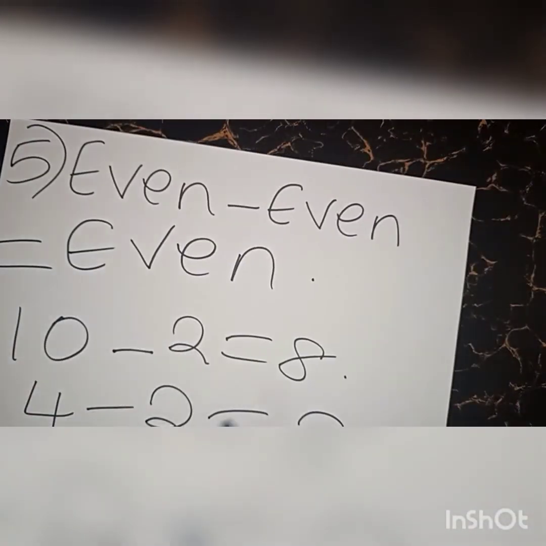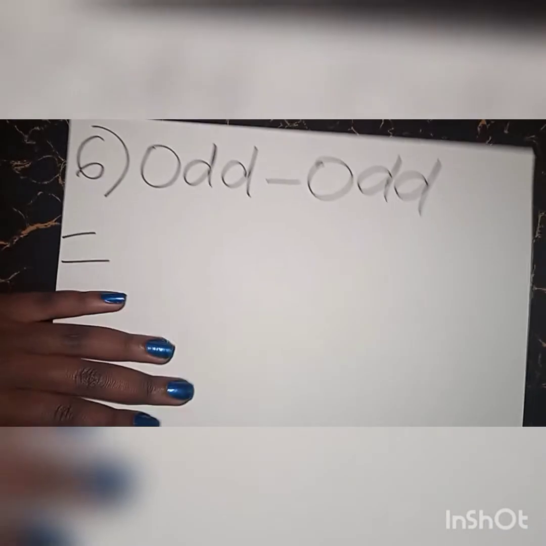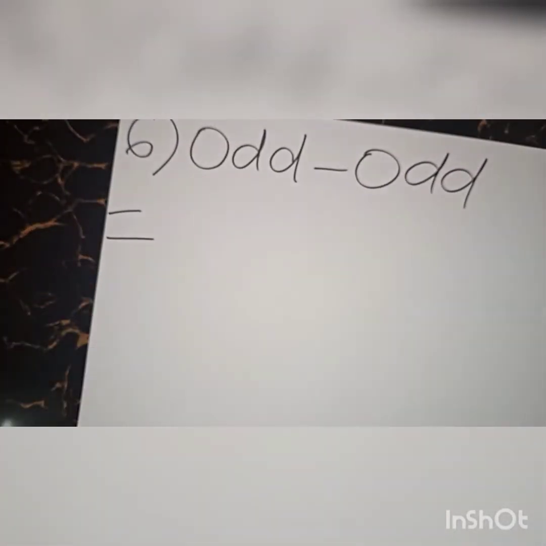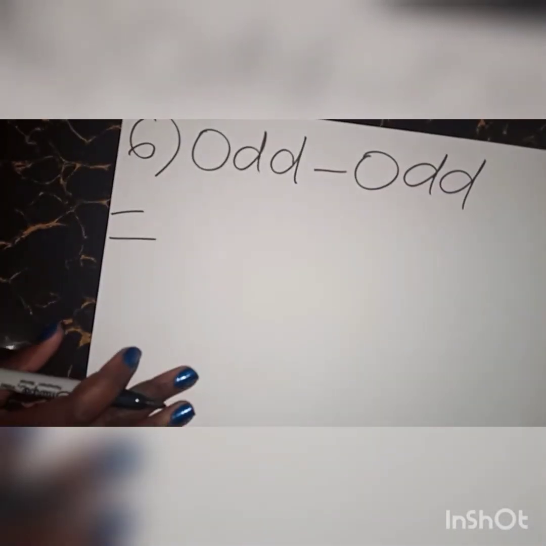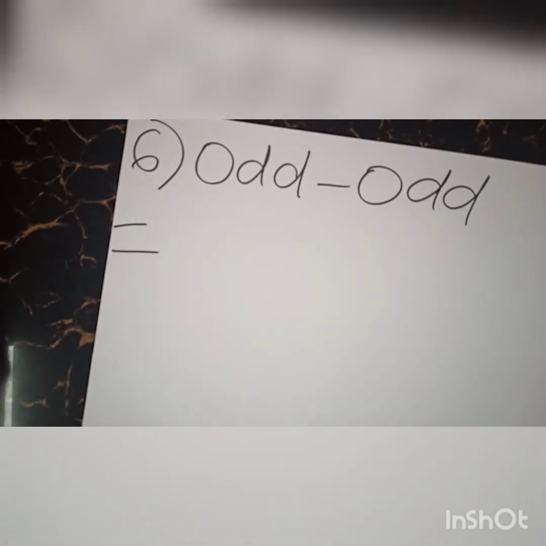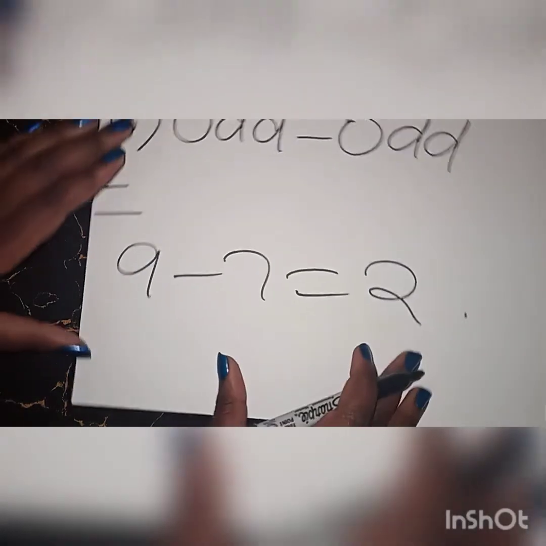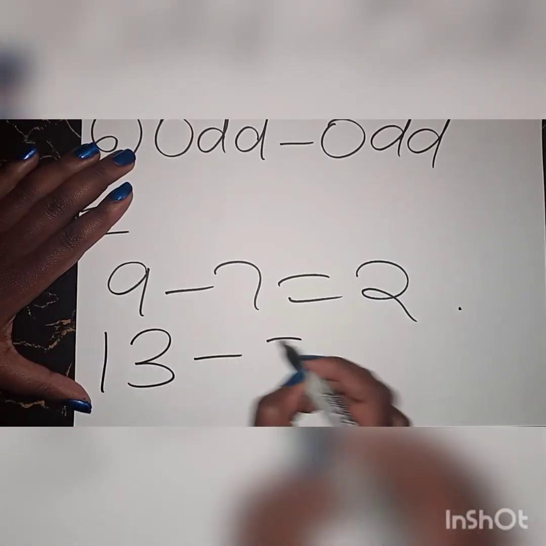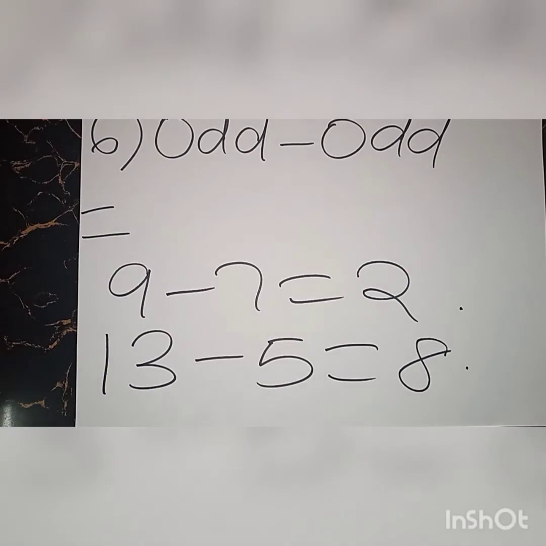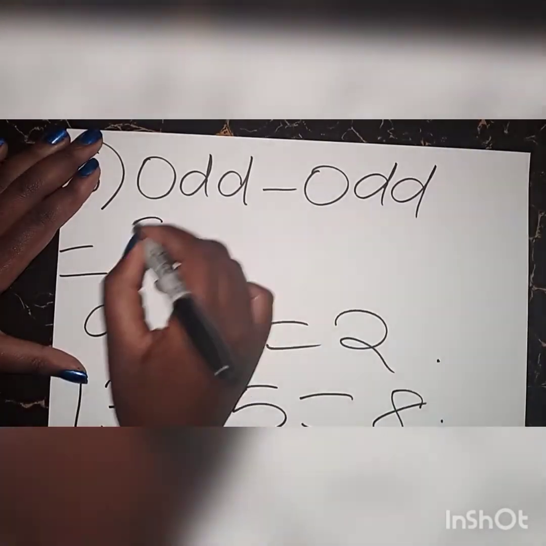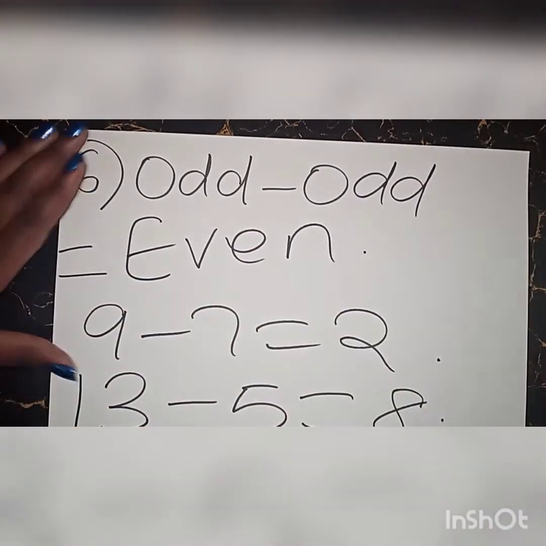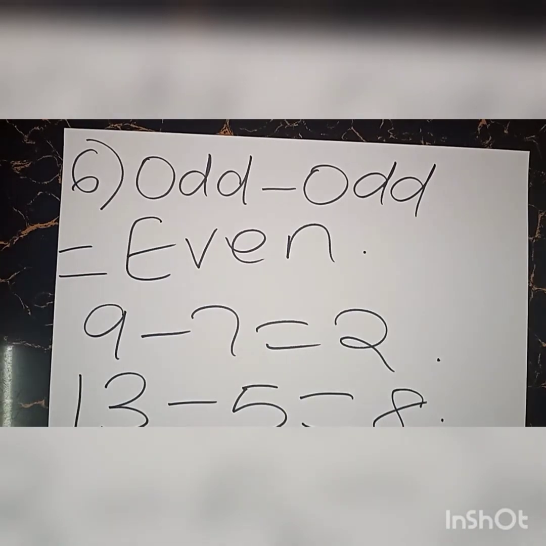Moving on swiftly. What happens when you subtract an odd number from another odd number? As usual, let's look at some examples. So 9 minus 7 gives us 2, okay? Another example would be 13 minus 5 gives us 8. So we can say odd minus odd is equal to even. Are we together? Okay.